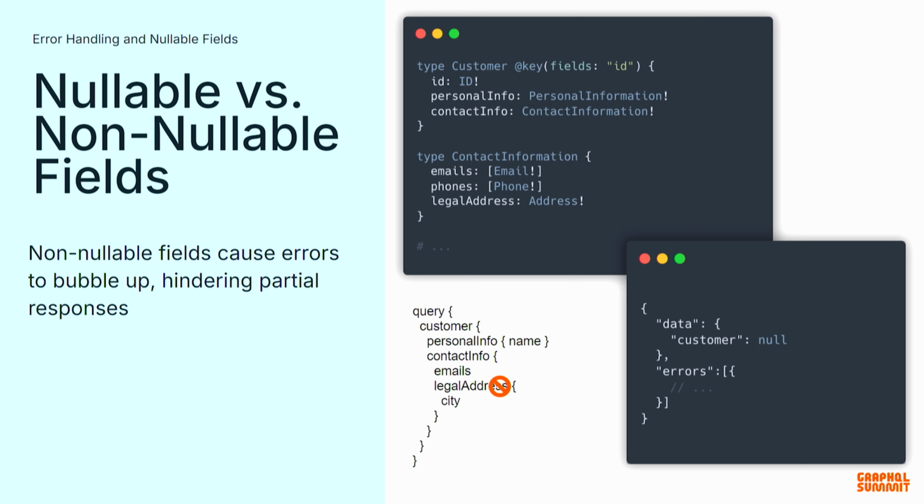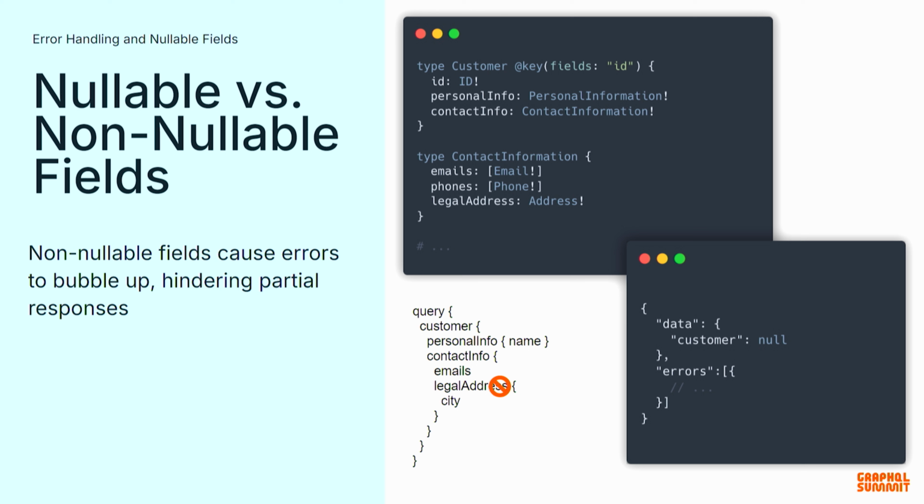The other thing we talked about within the RFC was this concept of not nullable fields causing errors to bubble up. The example on the right shows a customer type with a personal information field and a contact information field. Both of them are not nullable in the schema. The contact information type has emails, phones, and legal address, and that legal address is also not nullable. Which is fine, except maybe that legal address comes from a different data source, and for whatever reason, you get an error and a null back from that subgraph or API. Maybe there was a network glitch, maybe you're unauthorized, any number of reasons.